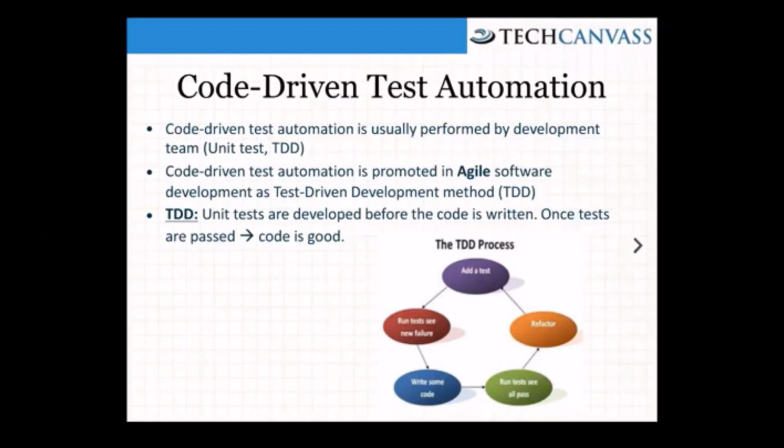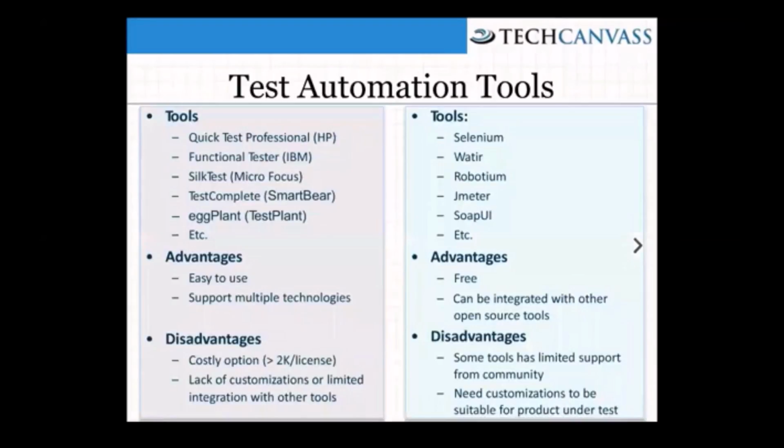So unit tests are developed before the code is written. Obviously they'll fail, and then code is written so that all tests are passing. This is the TDD approach or JUnit approach. I covered it quickly because that has very little relevancy for us. Okay, moving ahead, test automation tools.